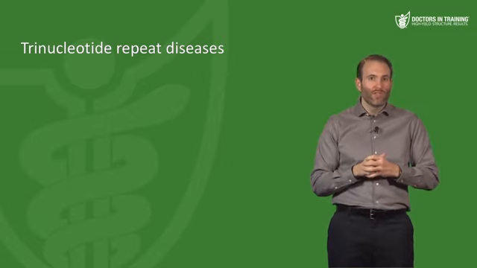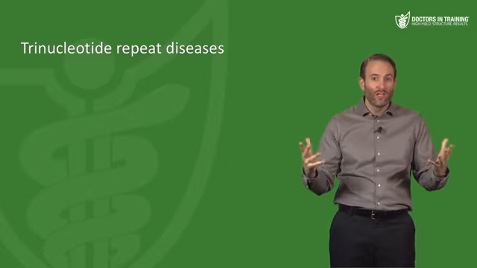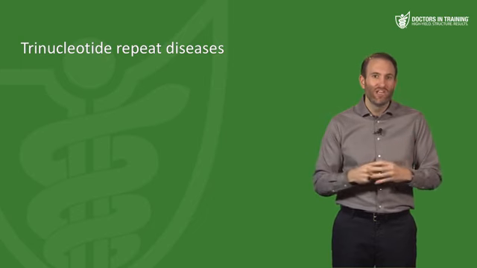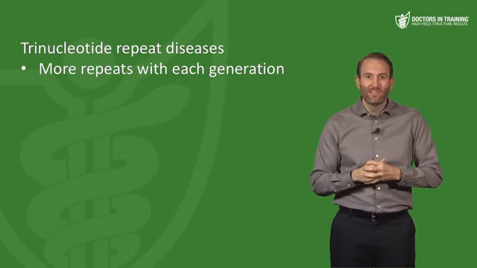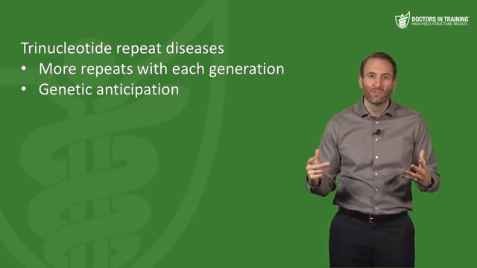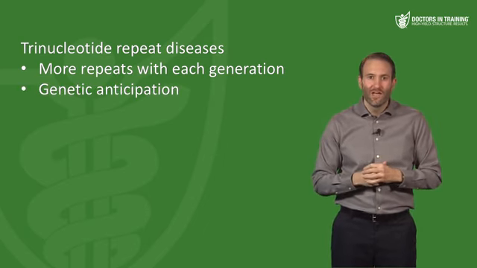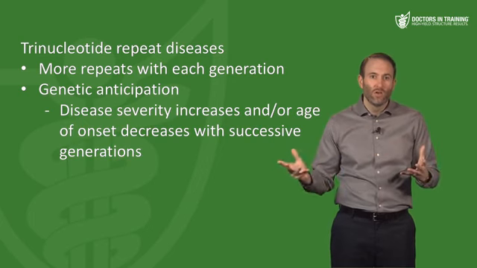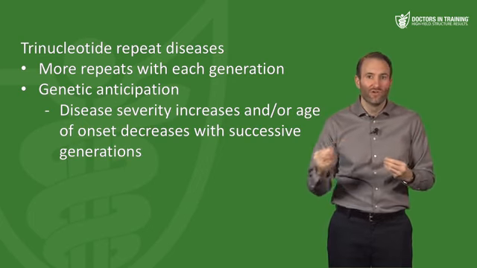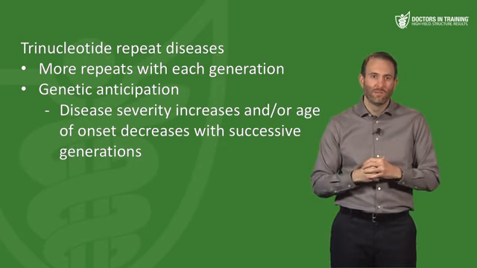So what do all of these disorders have in common? They have the 3 nucleotides that continually get repeated in the human genome. And for each generation, more and more of these repeats come about, and it causes lots of problems. Now, genetic anticipation is a result of this, and as a consequence, either the disease severity increases or the age of the disease onset decreases with a successive generation. So you get younger and younger when you start seeing symptoms.